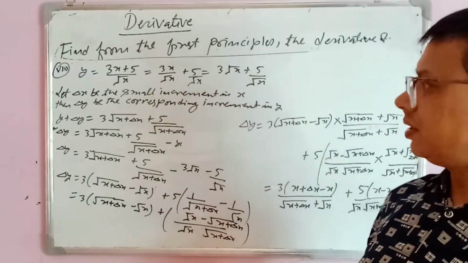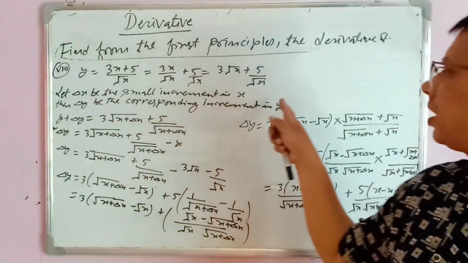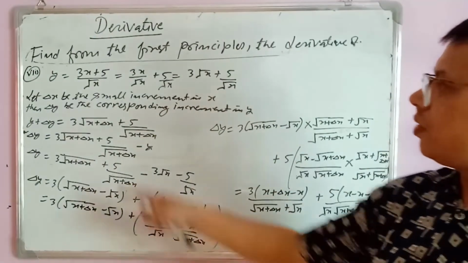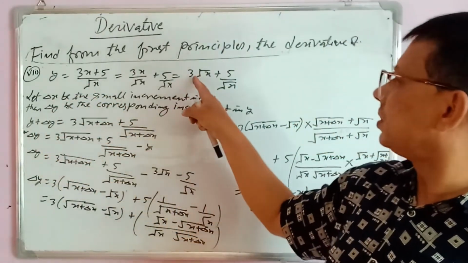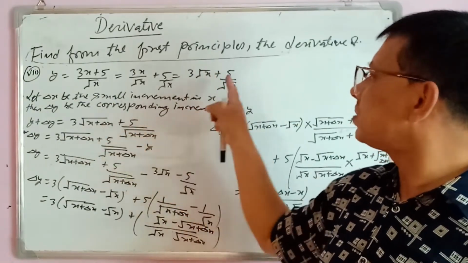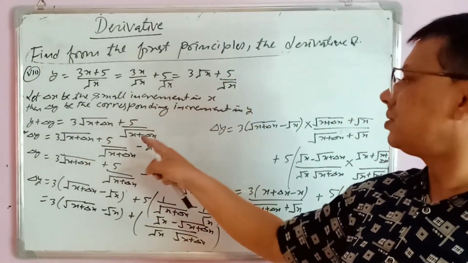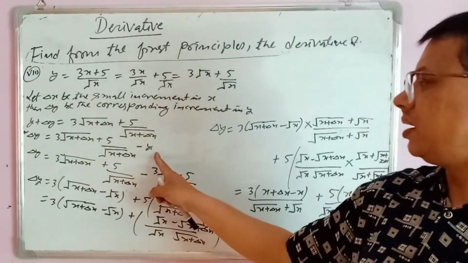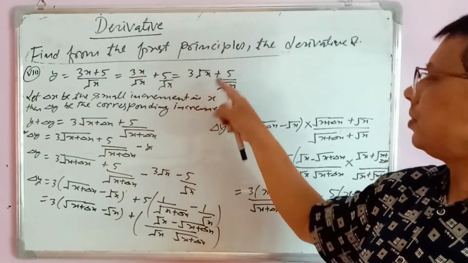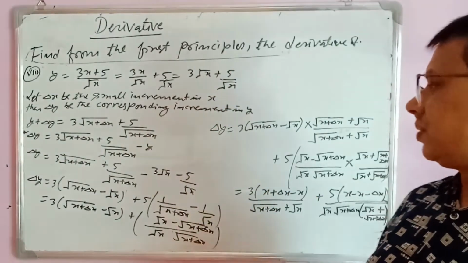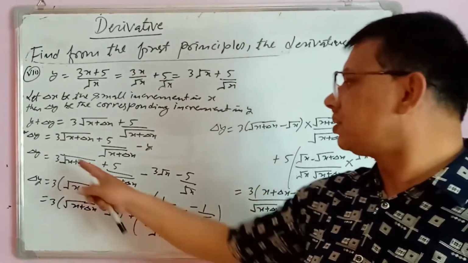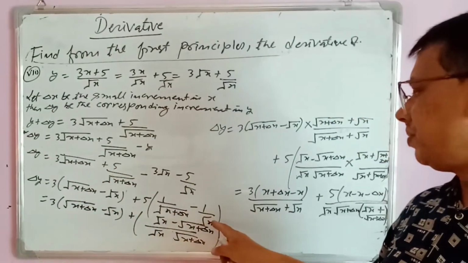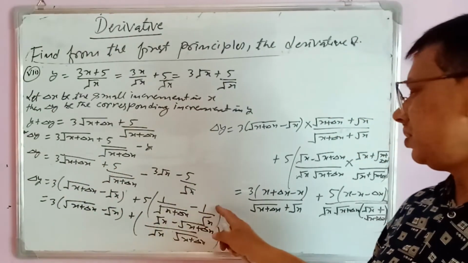5 by root x. Let delta x be the small increment in x, then delta y be the corresponding increment in y. Now y plus delta y equal to 3 root of x plus delta x plus 5 by root of x plus delta x inside the root. Now transferring y to that side, minus y means 3 root x minus, plus minus 5 by root x. Now we are taking 3 common, 5 common. Taking LCM here, this root x, this root x.